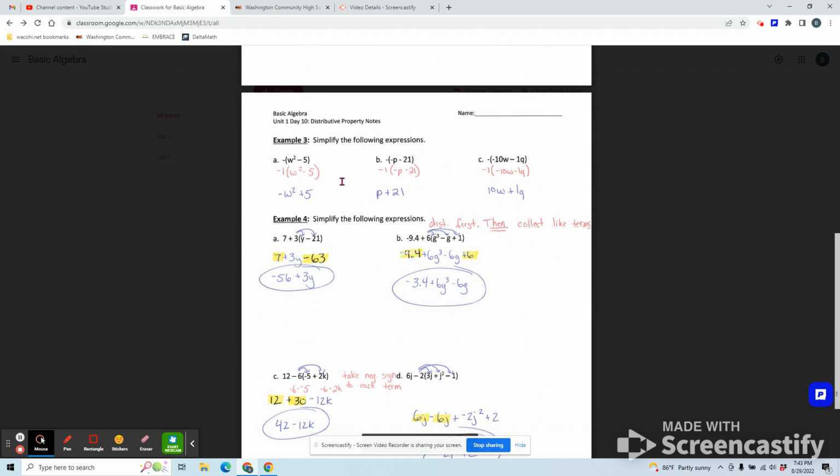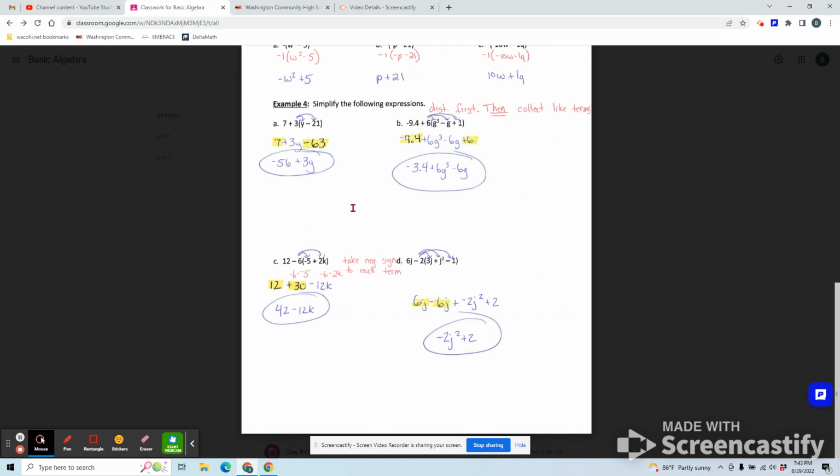Example 3, here's where you see 3 examples of the most commonly missed distribution questions, where it's just a minus and then some parentheses. Remember, this is saying -1 times all of this, -1 times all of this, -1 times all of this. Then we are distributing just like we did in example 2. I just didn't draw the arrows on this one. When I distribute, I got -w squared plus 5.